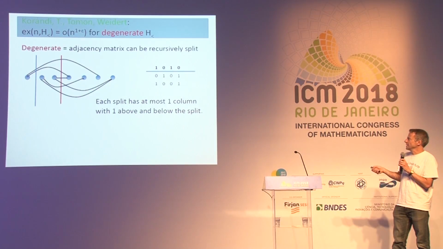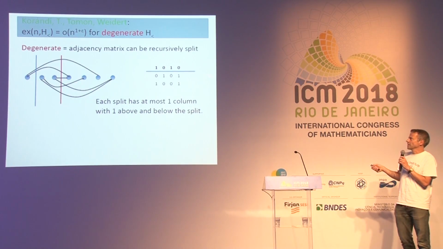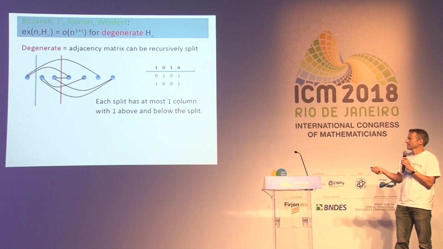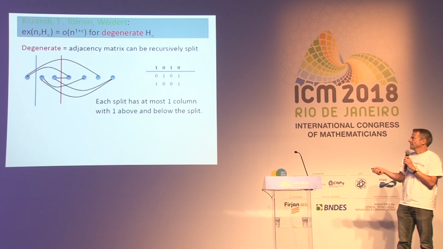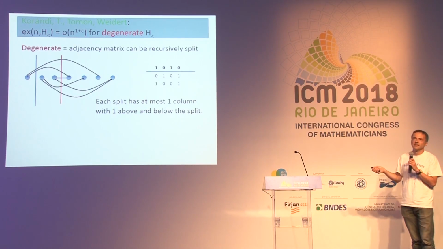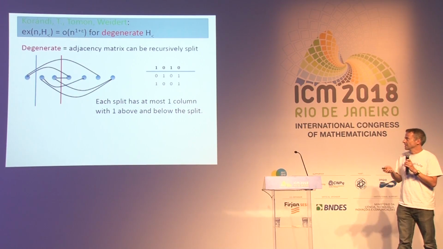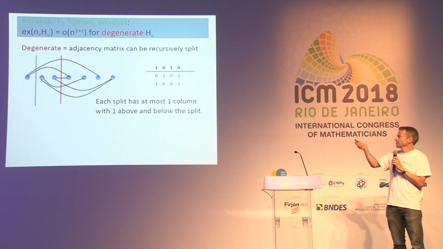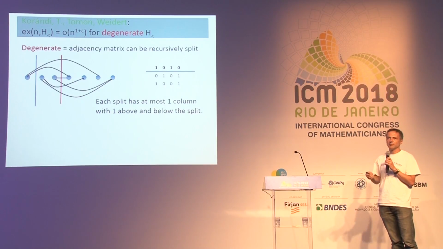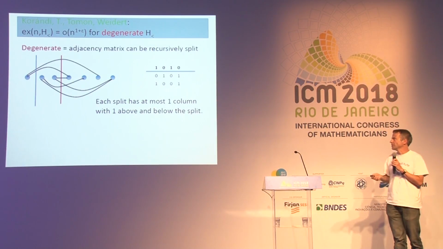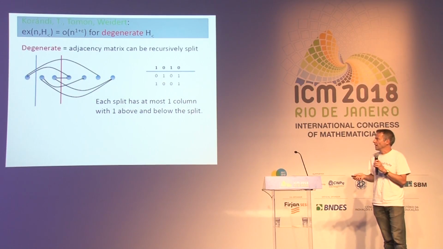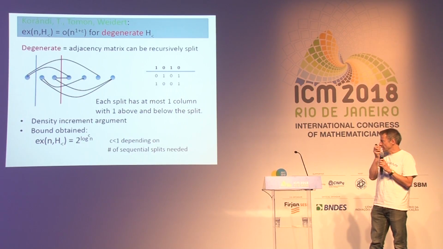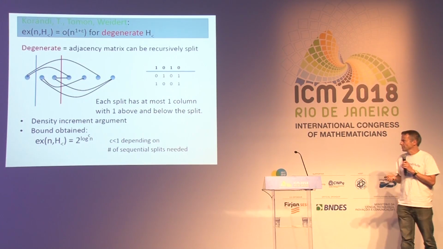And if you cut it here, then you get 2 smaller adjacency matrices. One is just a line, just 1 row, that's okay. And the other can be cut again. So if by repeated cuts you can split the adjacency matrix into rows, then I call it degenerate. And for these graphs, we proved an upper bound for the extremal function.